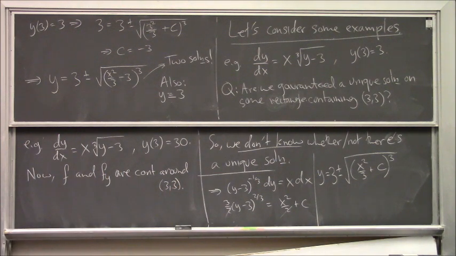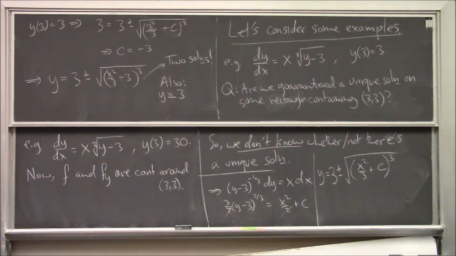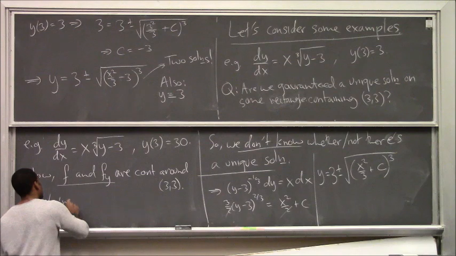Right? Because if I find the partial with respect to y, I'm going to end up dividing by y minus 3 to the 2/3, but if I plug in 30, that's not going to be a problem. And if I plug in any numbers close to 30, also not going to be a problem. So we actually have both being continuous. So this means, just by tweaking that one little thing, nothing else changing, we're guaranteed a unique solution.